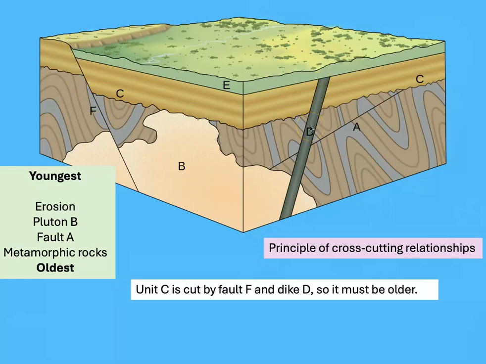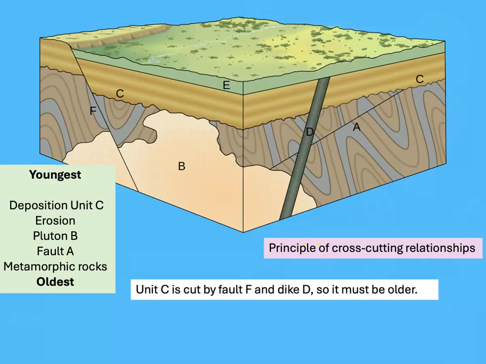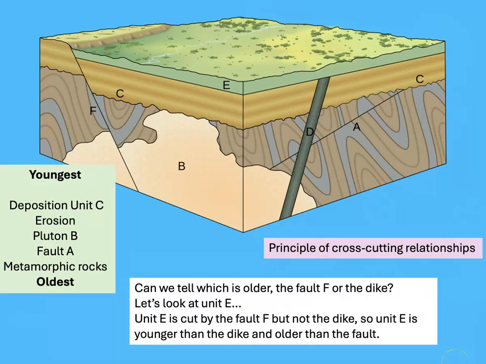So it must be older than these two features. Deposition of unit C. Now, how do we know what's older, fault F or the dike D? Well, let's look at unit E. Unit E is cut by the fault, but the dike does not pass into unit E. So unit E is younger than the dike and older than the fault.